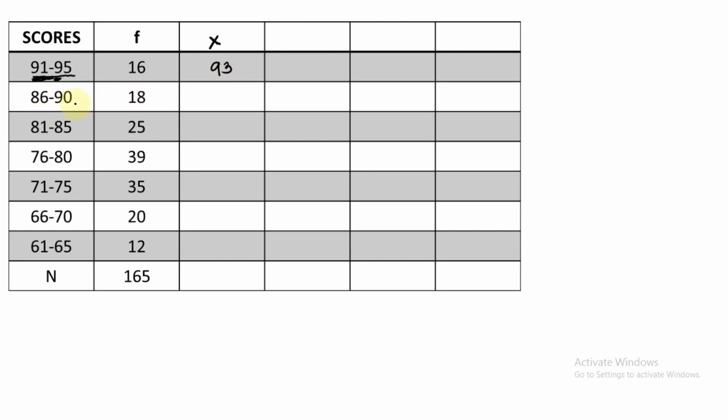For 86 to 90, the midpoint is 88. Then 81 to 85, the midpoint is 83. This one, the midpoint is 78. Then here is 73, 68, and 63. So these are the midpoints of its classes. That is the value of x.